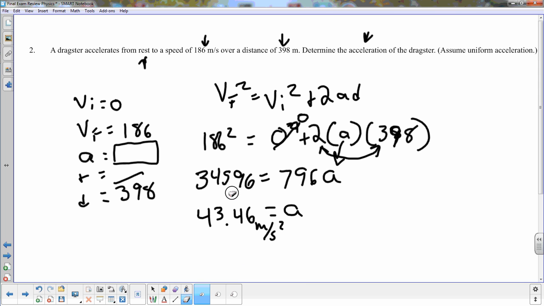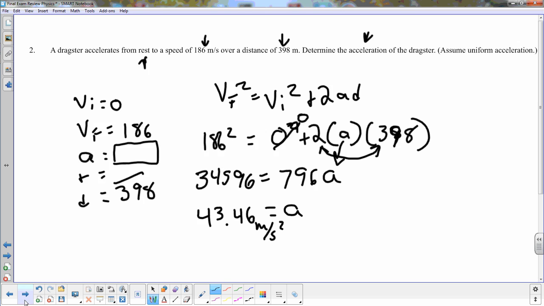So hope that helped you out. Determining acceleration, we assume uniform acceleration. That seems to be it. So we will move along here, 43 meters per second squared. There's your answer.